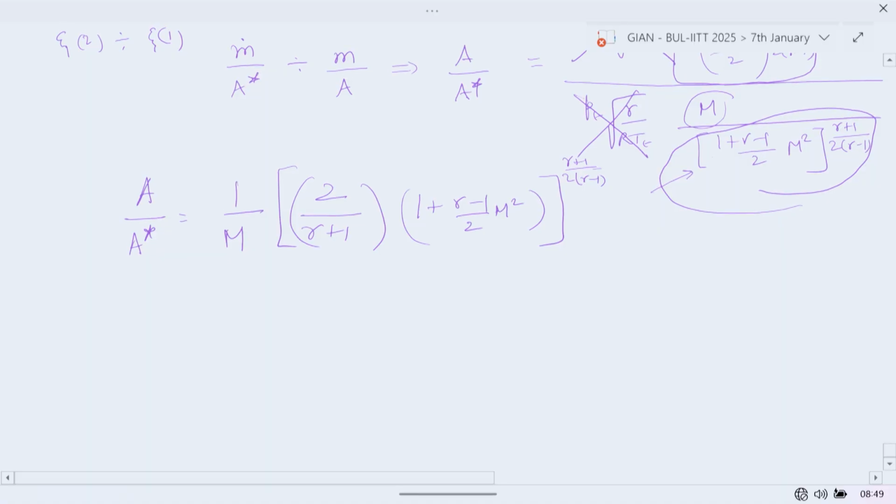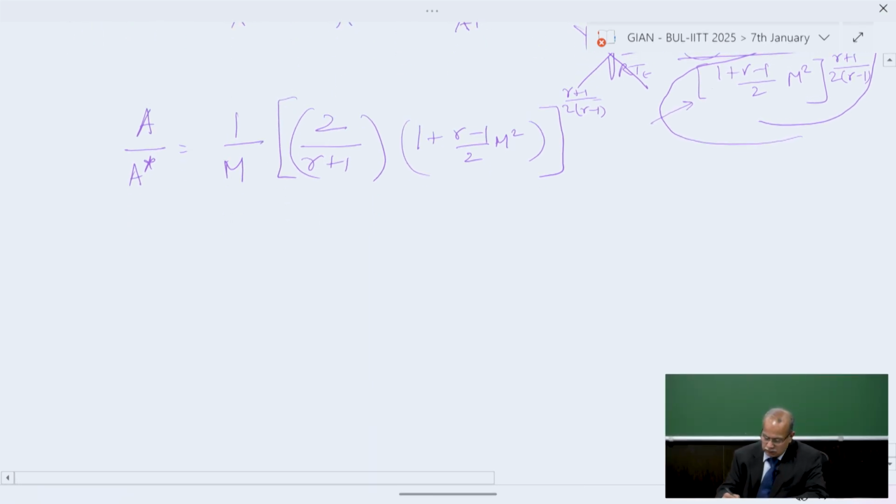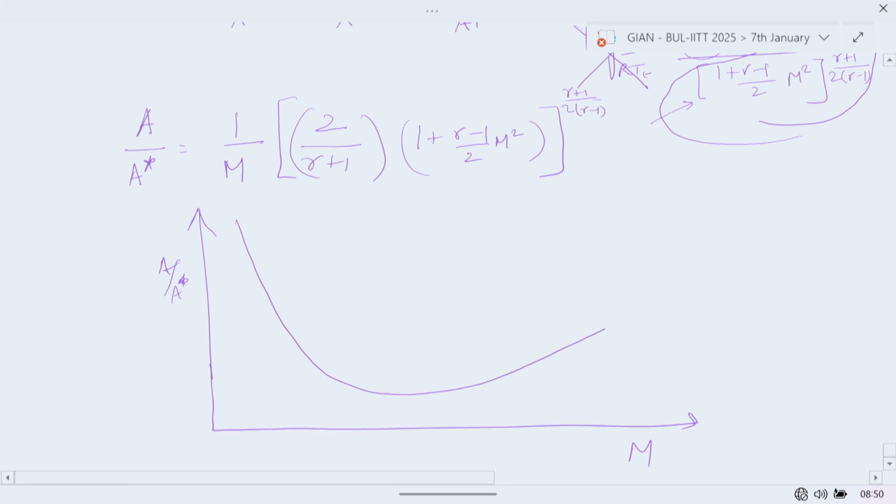Now you can see that this A by A star is dependent only on the Mach number. So if you just write a small code or just vary the properties, gamma is fixed. So this is what you will get. When you vary the Mach number, A by A star will get a shape something like this. So here is this unique one, M equal to 1, which is a minimum. And here it is a subsonic solution, and here it is the supersonic solution.